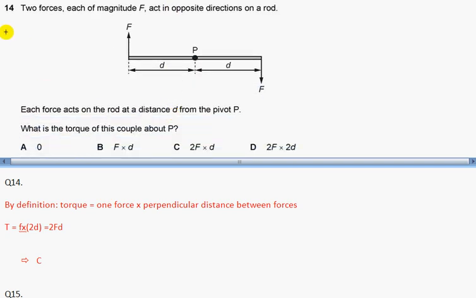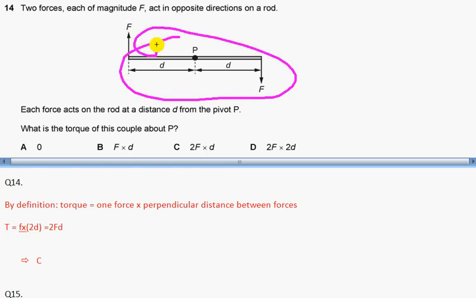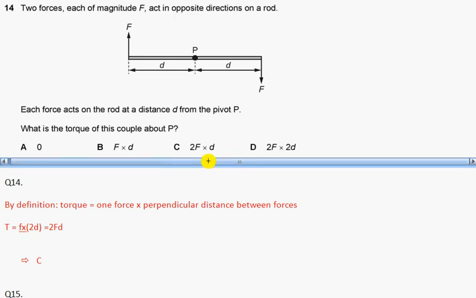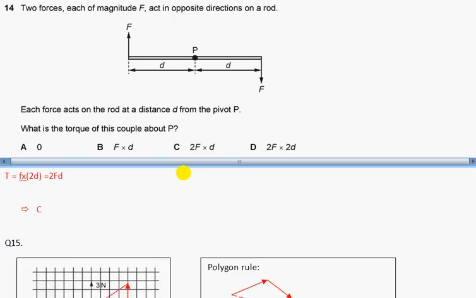Two forces, each of magnitude F, act in opposite directions on a rod. Each force acts on the rod at distance d from the pivot. What is the torque of this couple about P? So torque is one of the forces multiplied by the perpendicular distance between these forces, F times 2d. So we choose answer 2Fd, answer C.